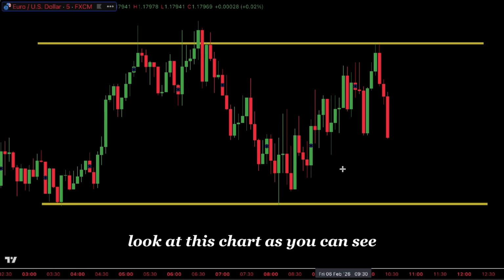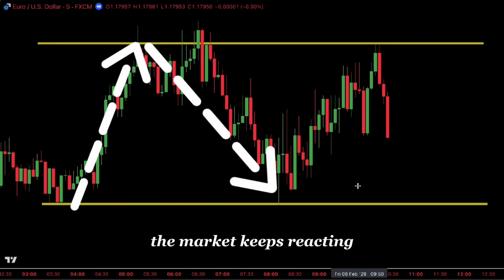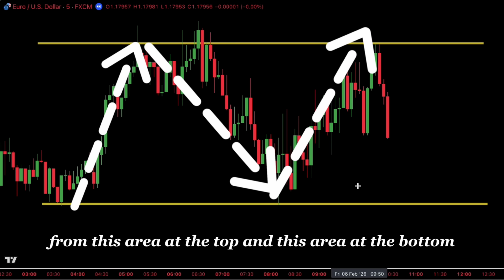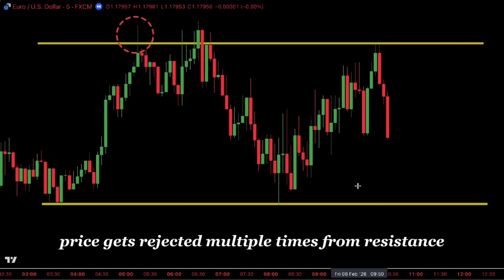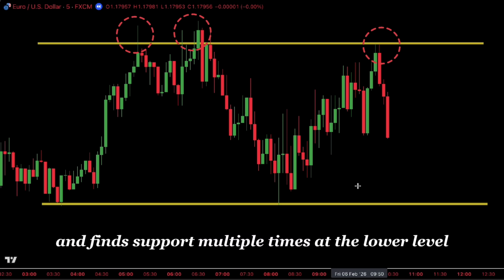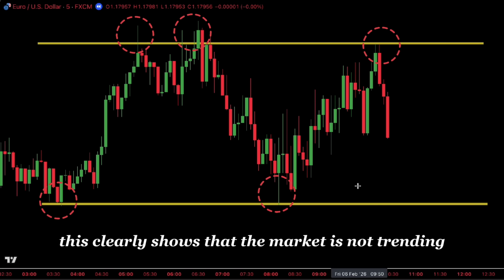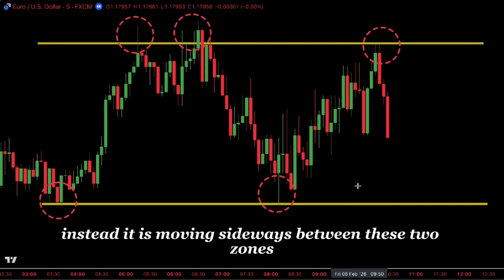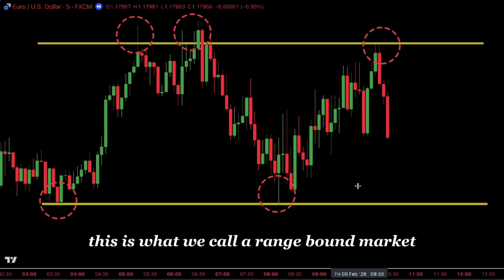Look at this chart. As you can see, the market keeps reacting from this area at the top and this area at the bottom. Price gets rejected multiple times from resistance and finds support multiple times at the lower level. This clearly shows that the market is not trending. Instead, it is moving sideways between these two zones.